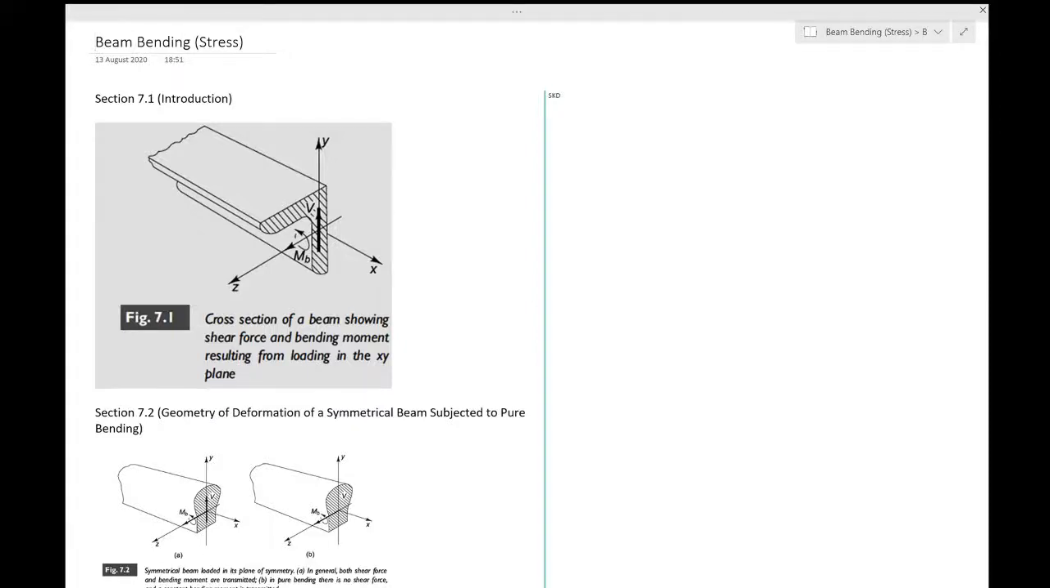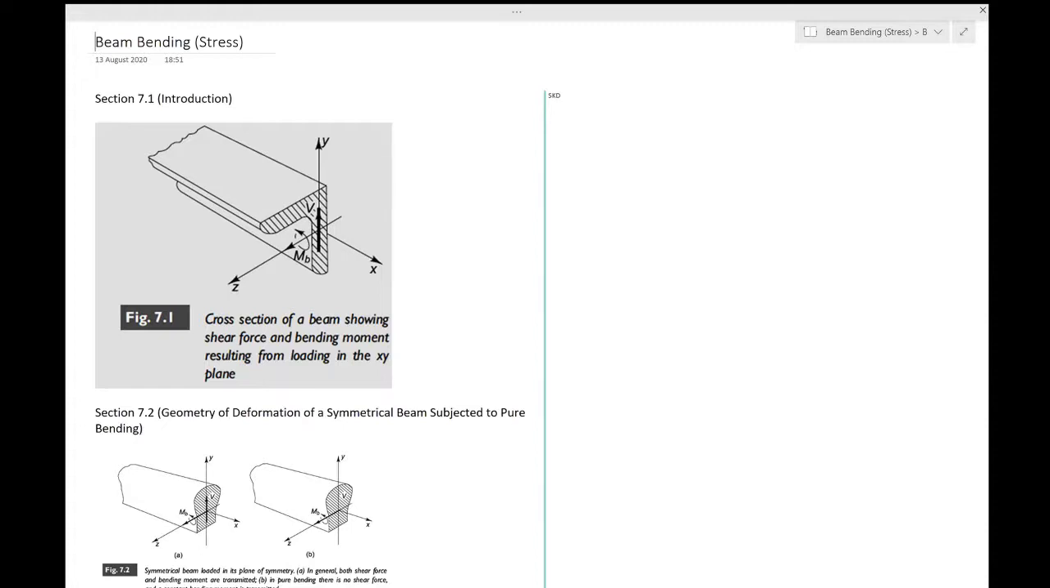Okay, so hello everyone. In today's class we begin with chapter 7, which is stresses due to bending. We have seen the stresses due to axial loading, we have seen the stresses and strains due to twisting, and now we move to stresses due to bending. The next chapter will be deformations due to bending.